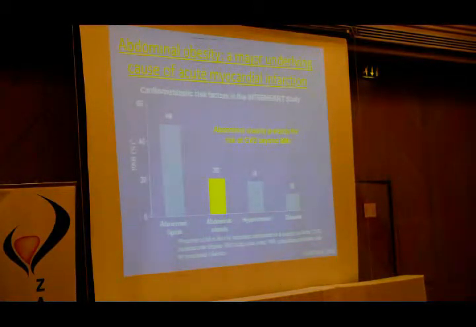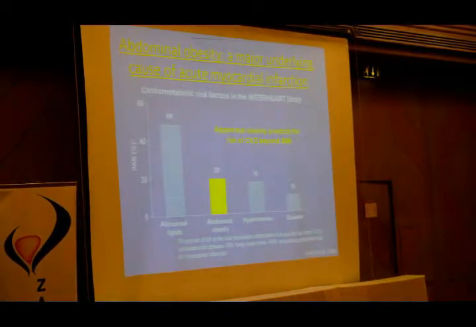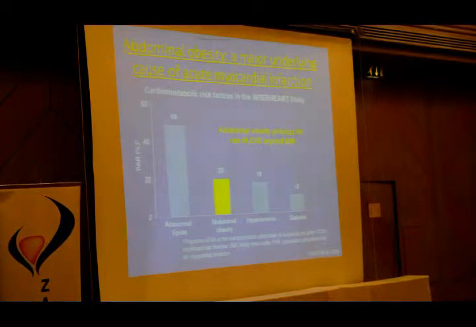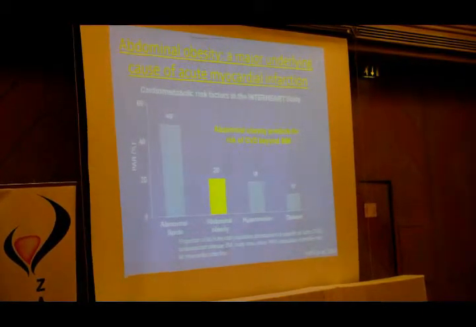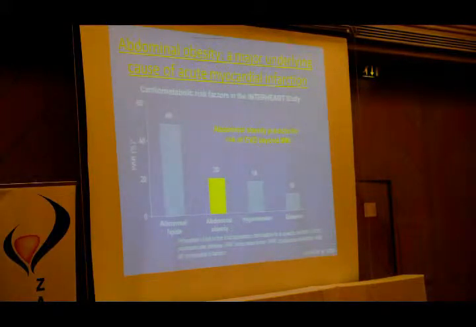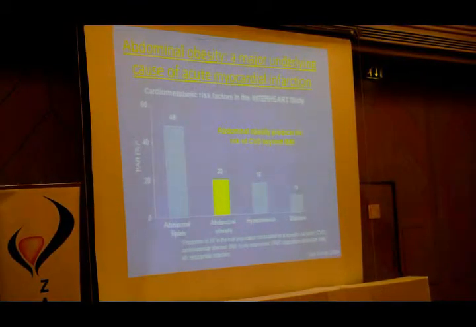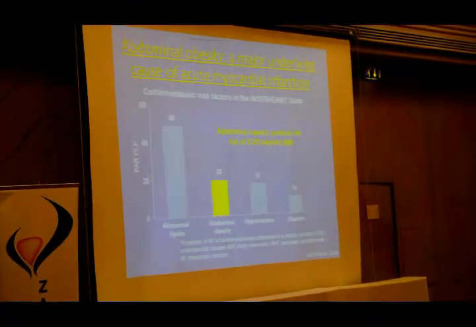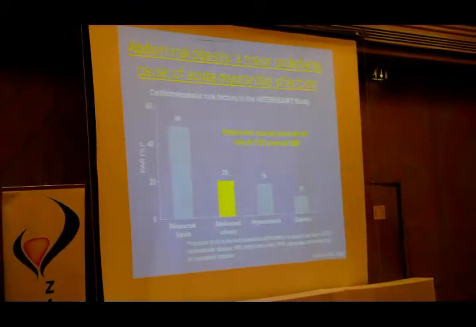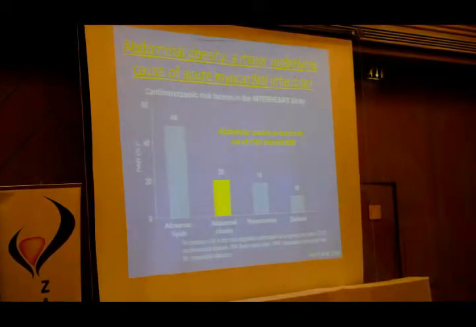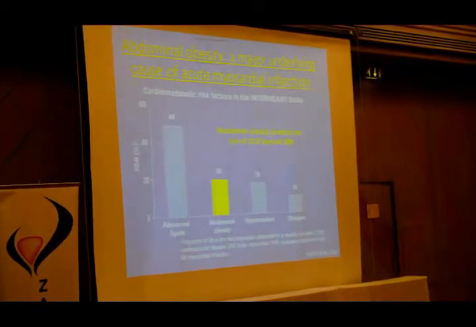Again, another slide which emphasizes abdominal obesity being the second important risk factor for acute myocardial infarction, more important than hypertension and diabetes. So number one is hyperlipidemia, abdominal fat, and then hypertension, diabetes. So lipids, abdominal obesity, hypertension, diabetes. So that's why I say obesity is a new target for cardiovascular disease prevention.